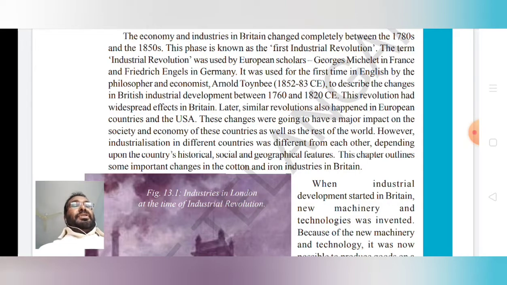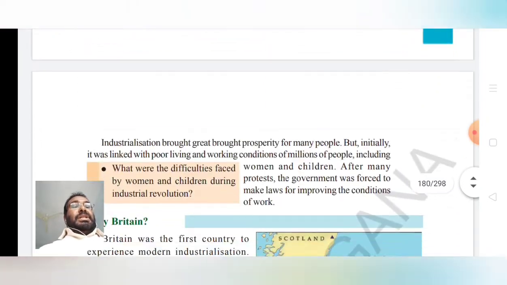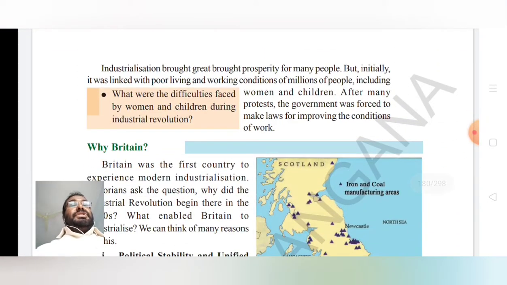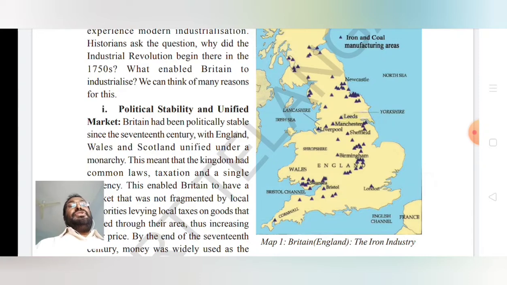So what are the reasons for Industrial Revolution or industrial development that happened in Britain that we have to see? So the first question that we would ask is why it happened in Britain. First reason may be political stability and a unified market that was there in England.